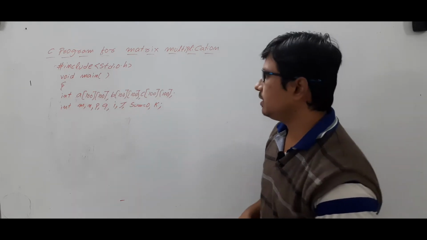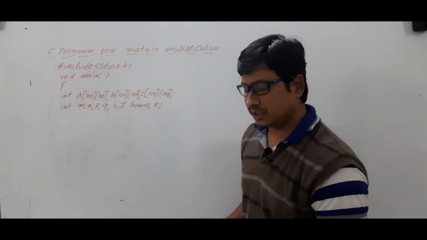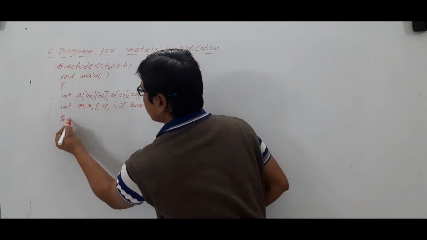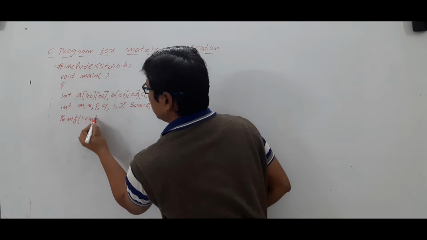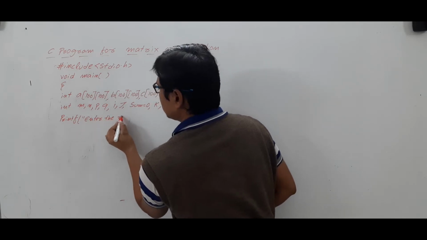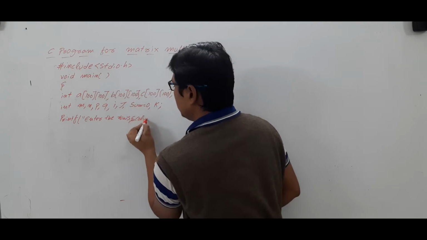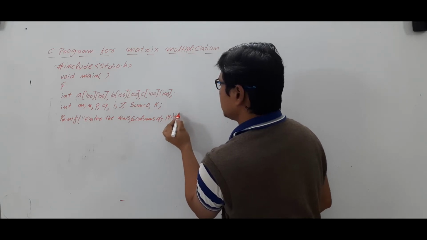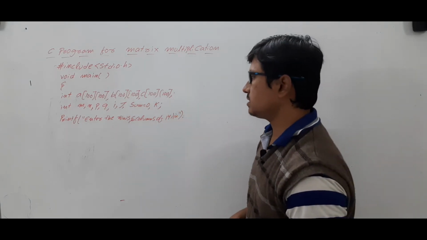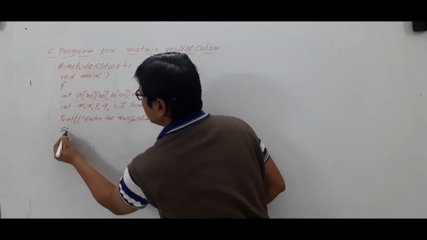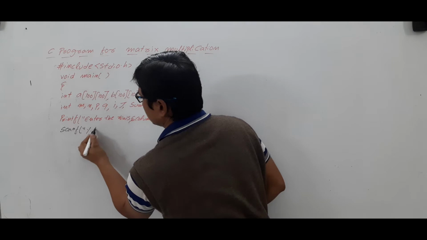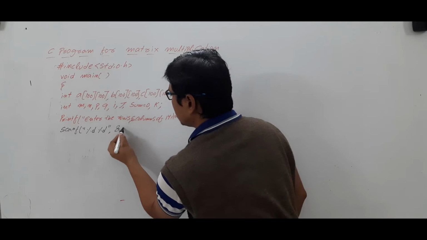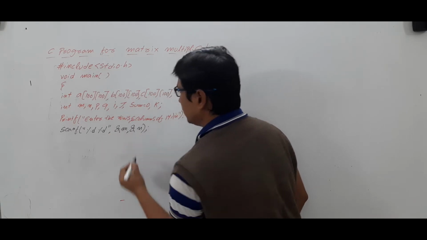I am declaring all these variables because they are required. Now first I need to ask the user to enter the number of rows and number of columns of the first matrix. Enter the rows and columns of matrix 1, let me write a shortcut as M1, which is matrix 1. Once the user has entered, I need to read those values and store them in the corresponding memory locations. So I'm reading an integer, so I'm using %d, and I'm storing it in the address location of variables m and n.